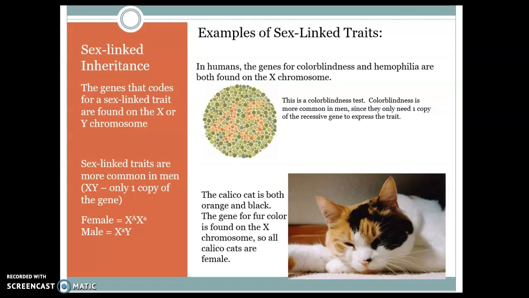In cat fur color, a calico cat, so this is a calico cat because the cat has both black and orange fur color. Calico cats are always female because the gene that codes for this fur color is on the X chromosome. And the black and orange fur color happen to also be codominant. So for both of them to be expressed, the cat needs to have 2 X chromosomes, one that has the orange gene and one that has the black gene. So all calico cats are always female.